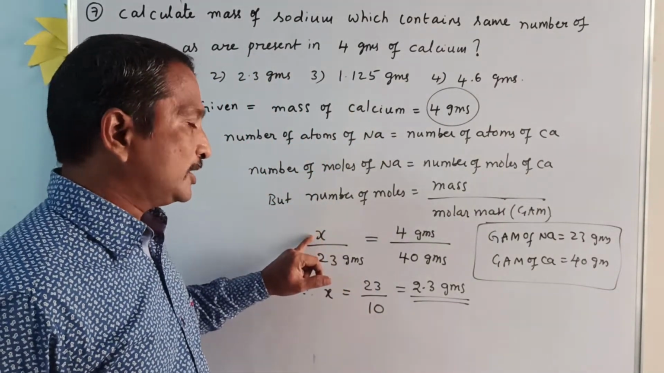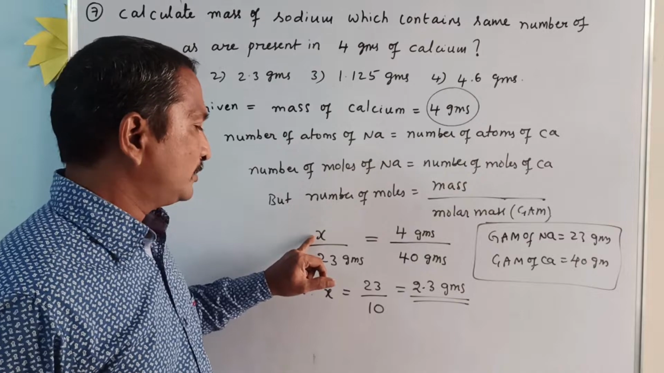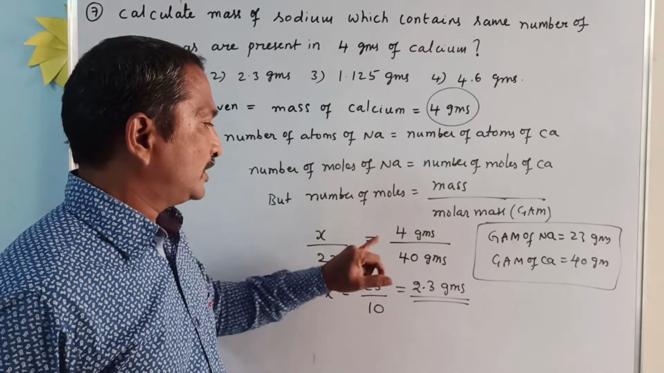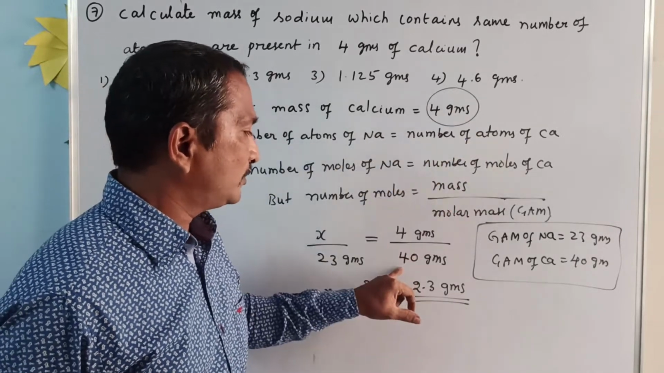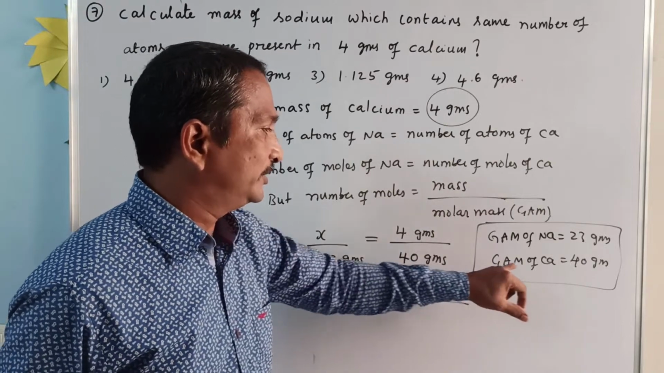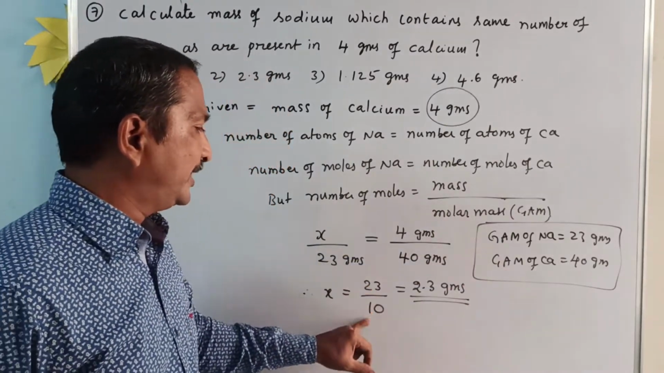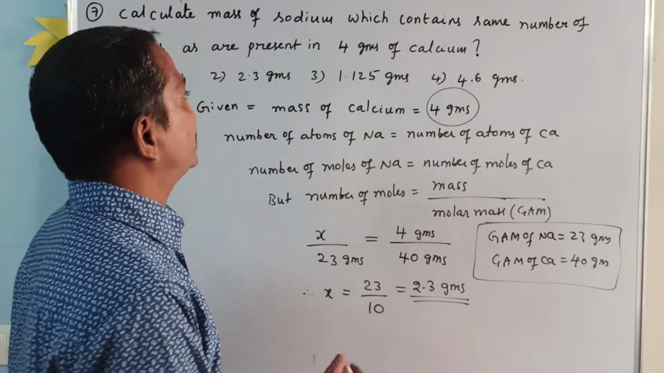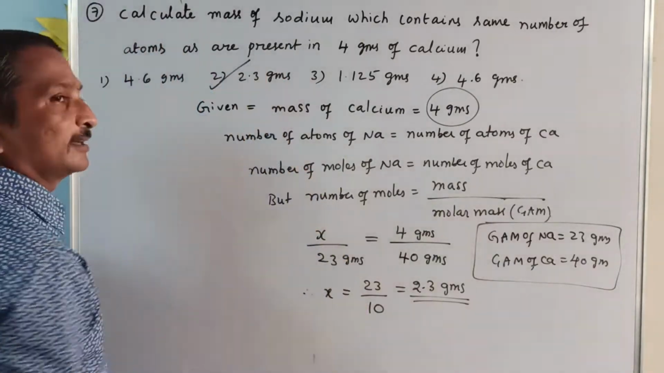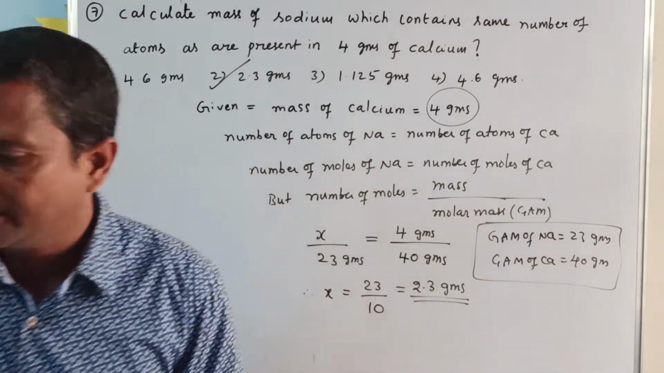Mass of sodium is not known, let it be X. Molar mass of sodium is 23 grams. Mass of calcium given is 4 grams. Molar mass of calcium is 40 grams. So X is equal to 23 by 10, which is 2.3 grams. So the second option is correct. Clear, all of you? Note down fast.